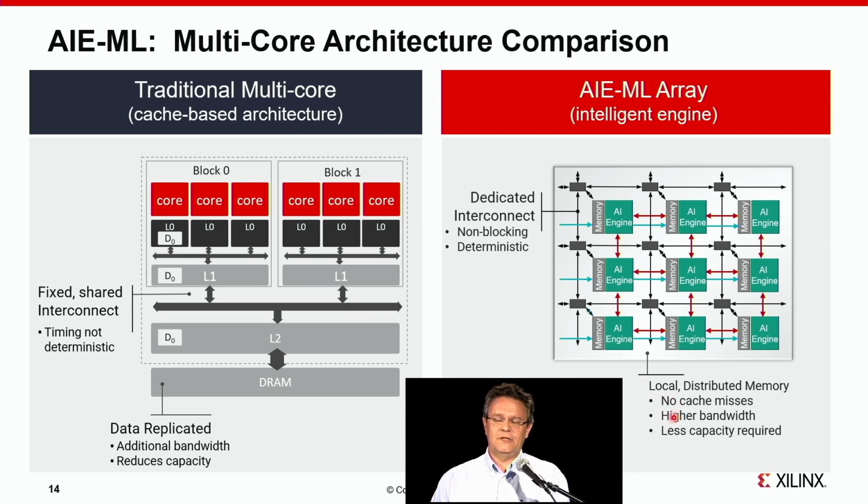And at the same time, this reduces the bandwidth, because if you need to move all this data through the memory hierarchy, it requires additional bandwidth. And the final one is the shared interconnect that is available in the traditional multi-core architectures, while the interconnect that is available in the AI/ML architecture is more point-to-point dedicated streaming non-blocking interconnect, providing deterministic performance and throughput.